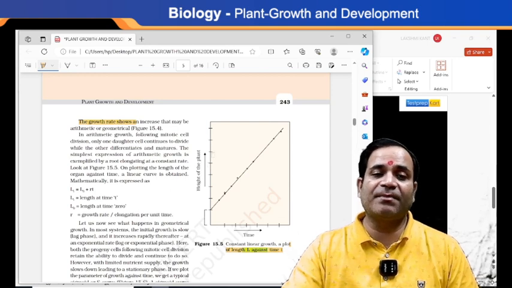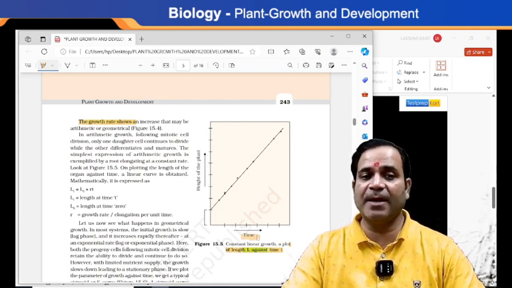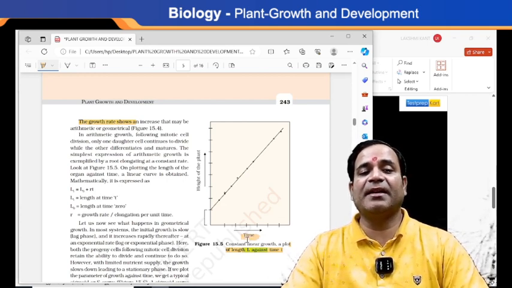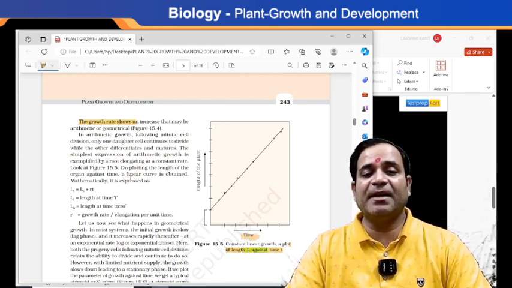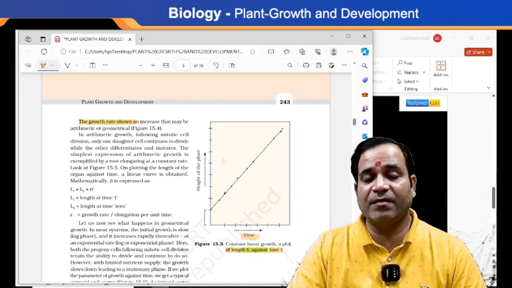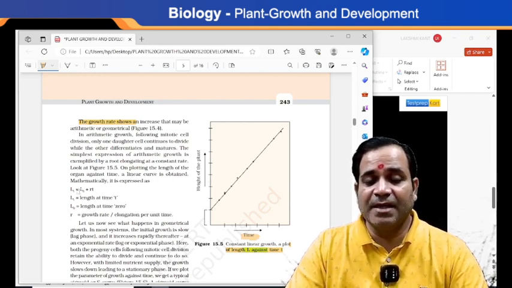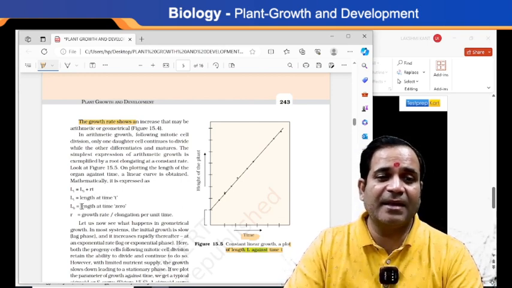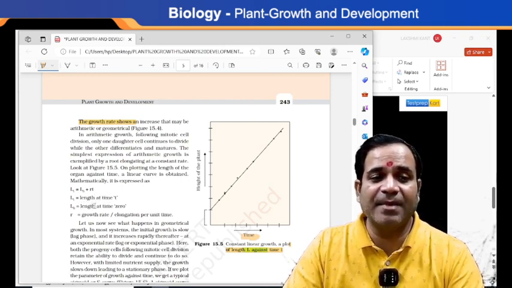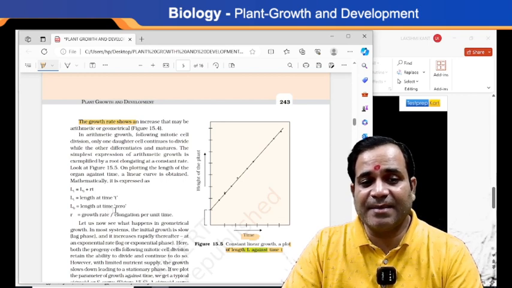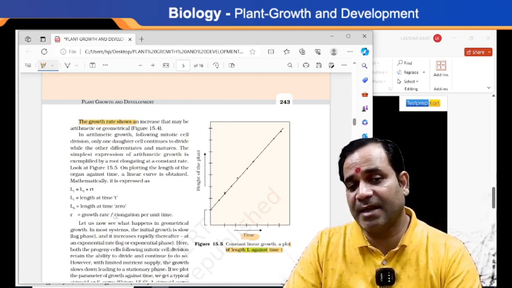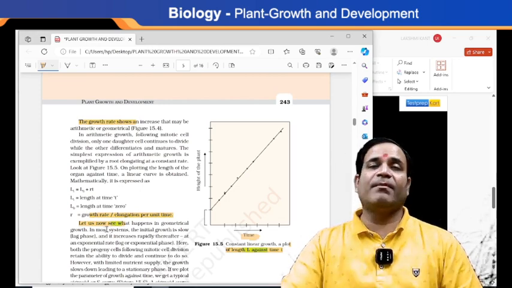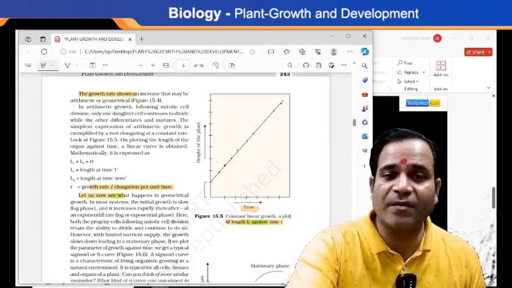Here the height of the plant is the length, and here is the time. So if I plot the length gain against time, a linear curve is obtained. Which type of curve? Linear curve. So L_t = L_0 + rt, where L_t is the length at time t, L_0 is the length at time 0, and r is the growth rate, the elongation per unit time. This is what is given in your book. But now the question is how we understand this.